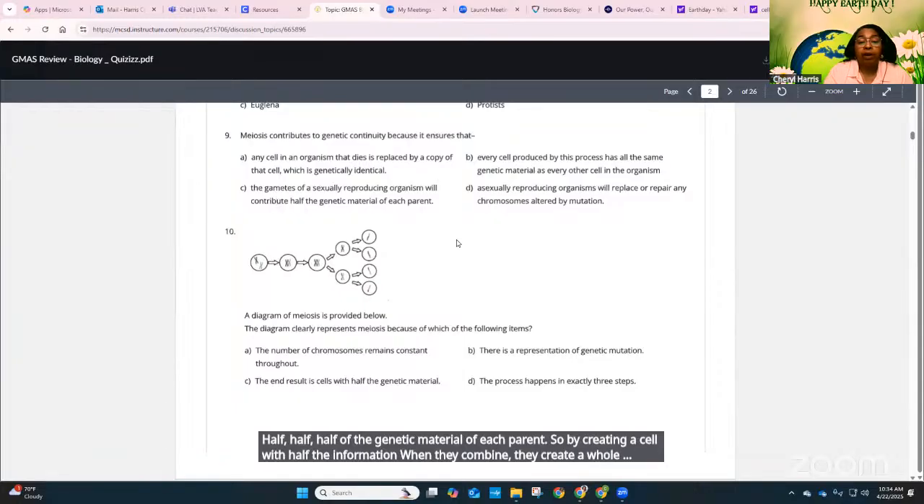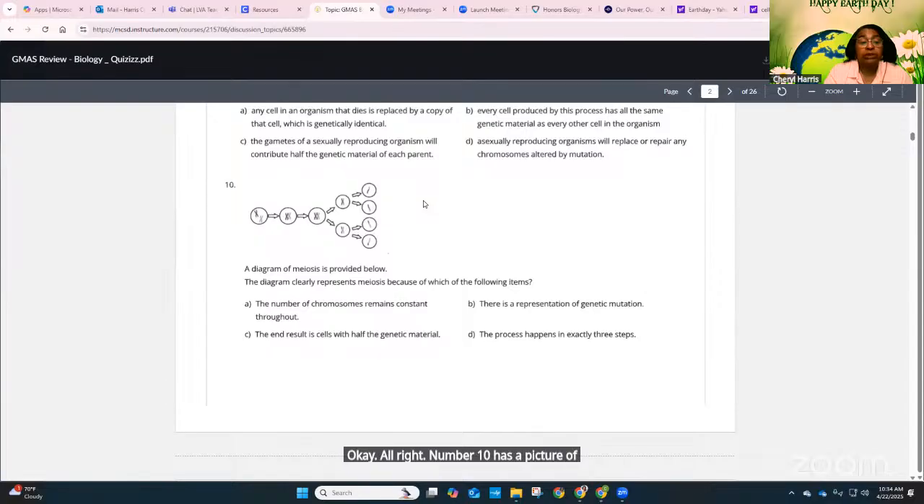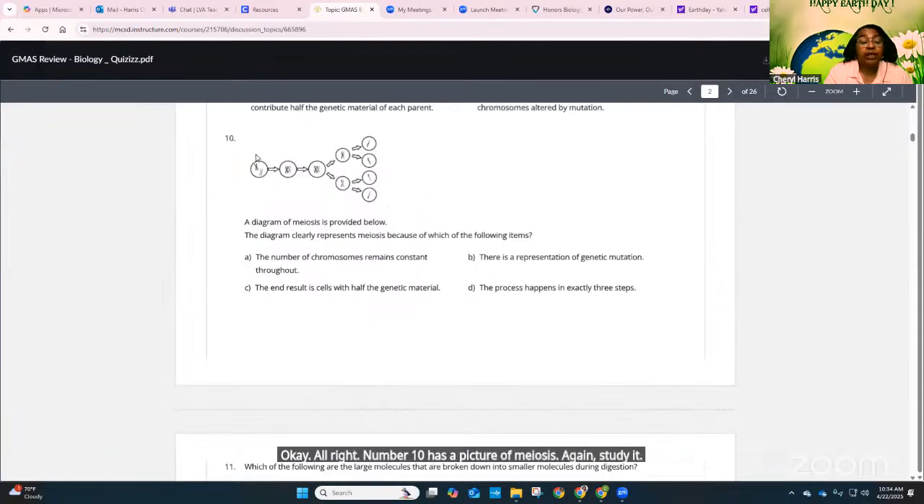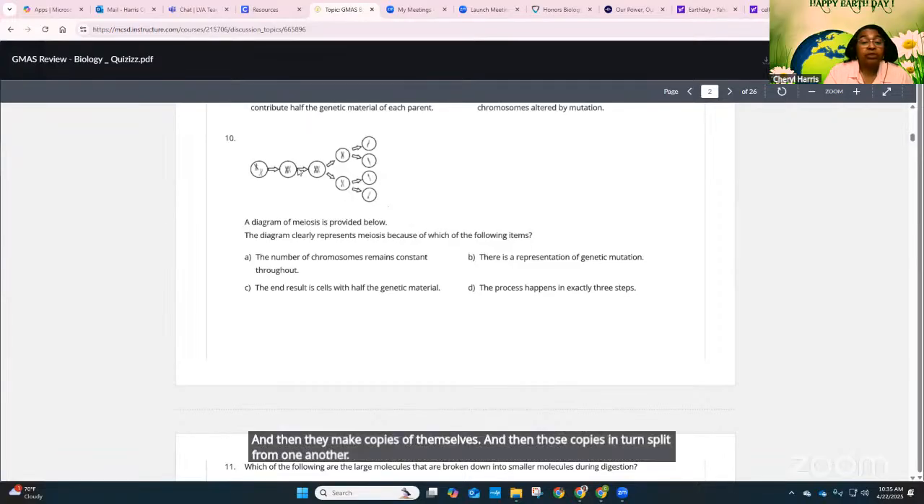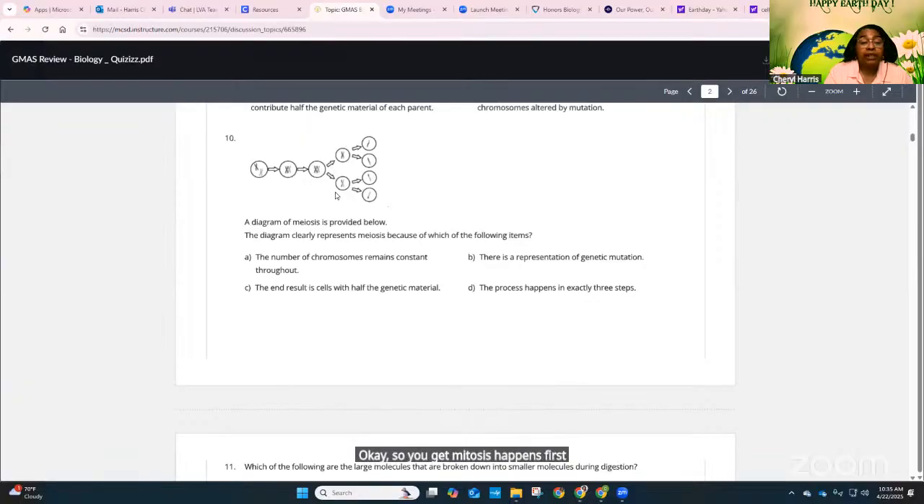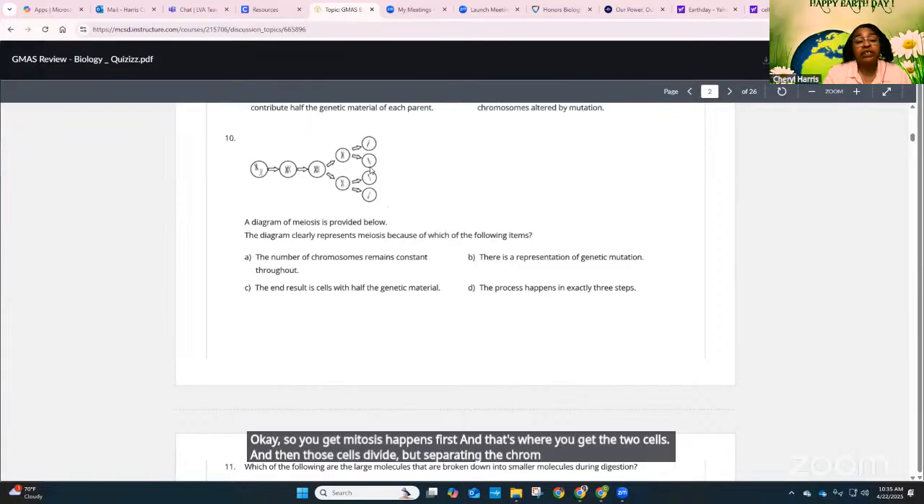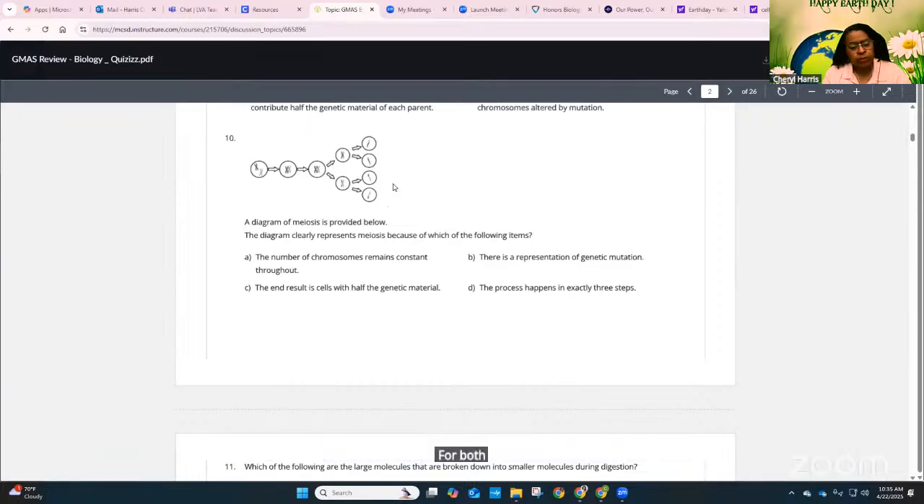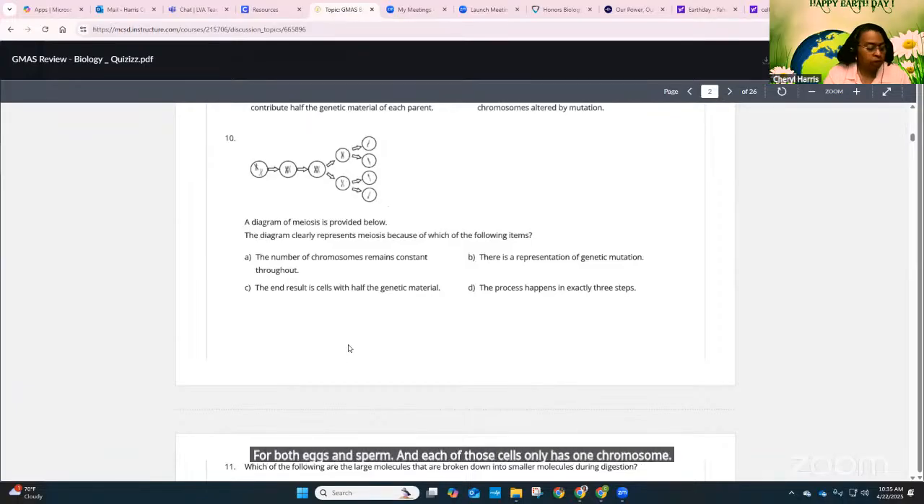Okay? All right, number 10 has a picture of meiosis. Again, study it so that you're looking at the fact that you're starting off with chromosomes that are together, and then they make copies of themselves, and then those copies in turn split from one another. Mitosis happens first, and that's where you get the two cells, and then those cells divide, but separating the chromosome. So each of the four cells, and this ends up with four cells for both eggs and sperm, and each of those cells only has one chromosome, half the number that they started with.